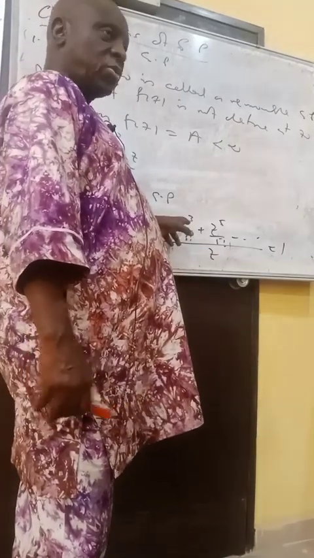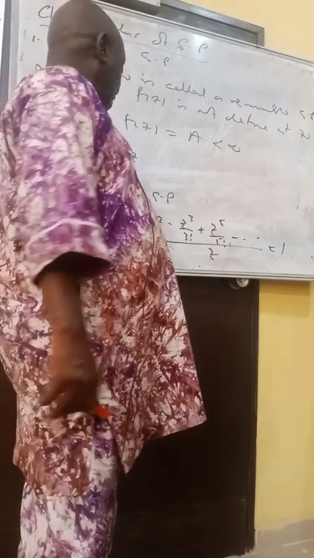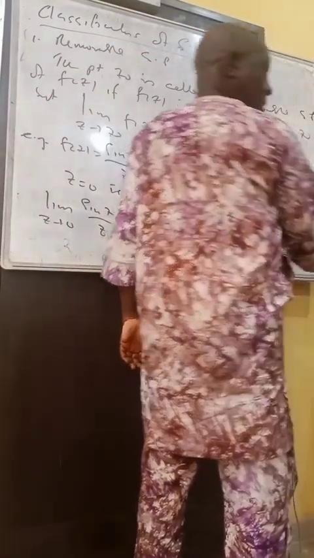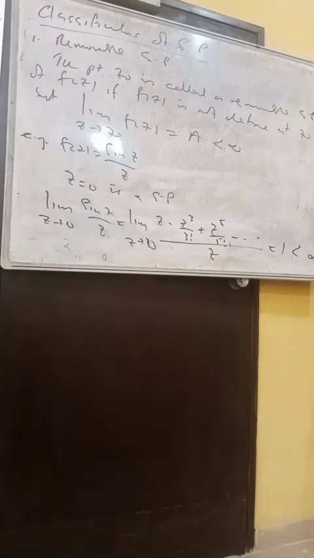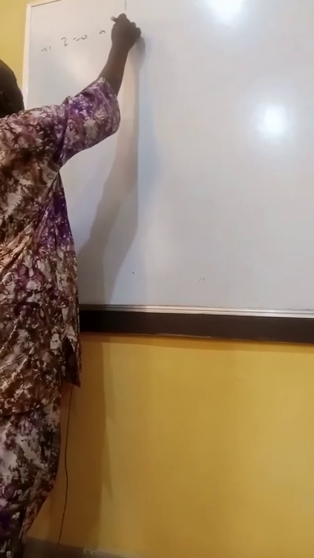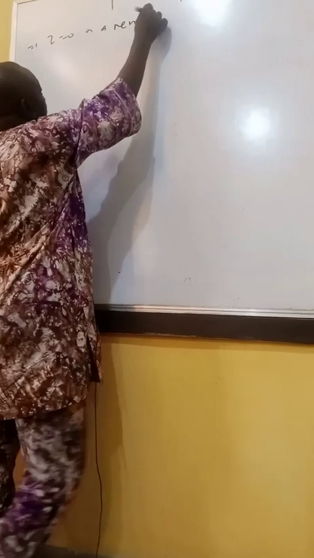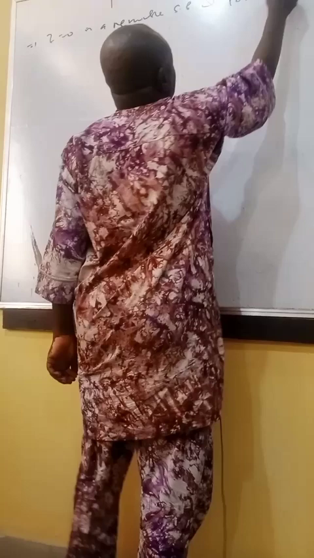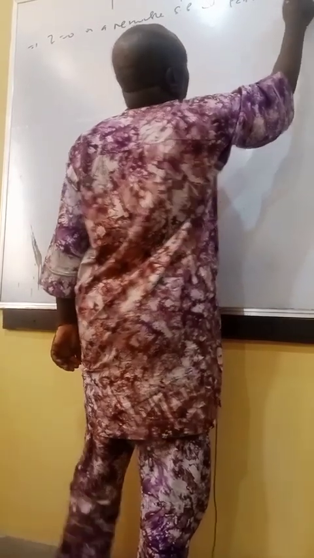Because this z will cancel this z, it will give us 1. But when z tends to 0, all other terms will go to 0. Then the limit will be 1. So you see that this one is less than infinity. Which implies that z equal to 0 is a removable singularity point of f of z, which is equal to sine z over z. Is that okay? Yes.